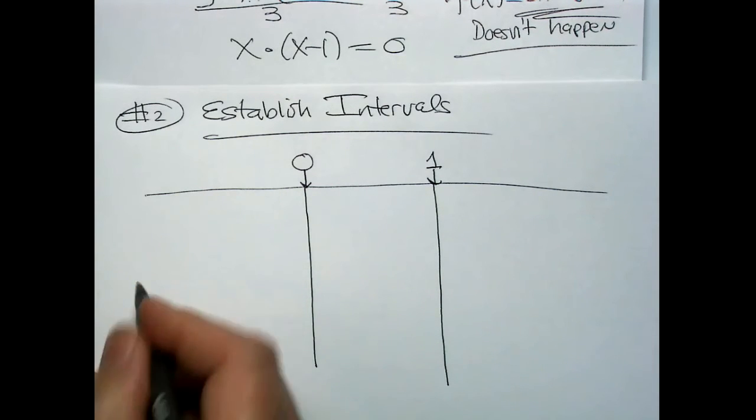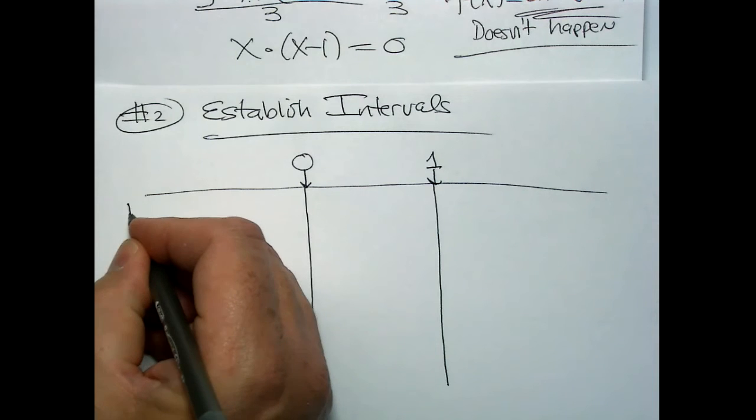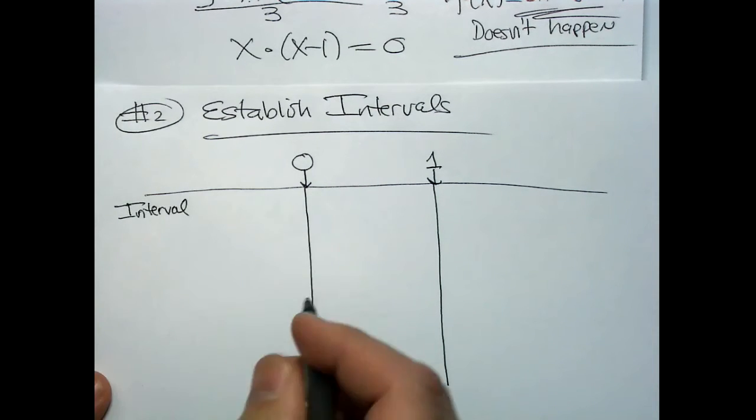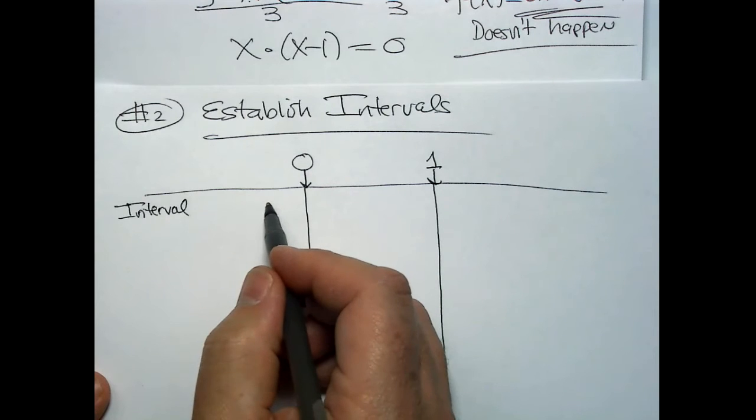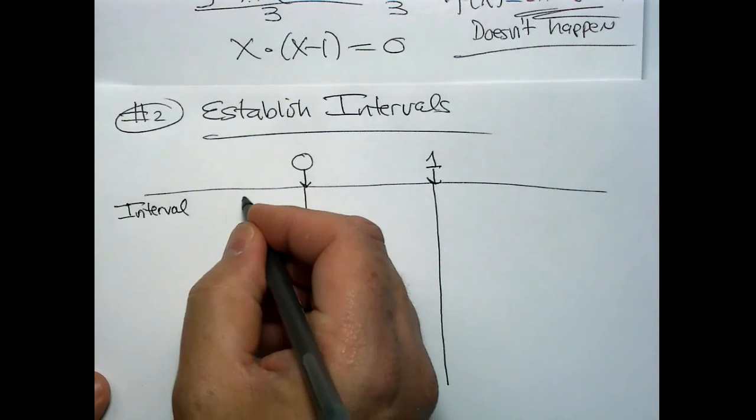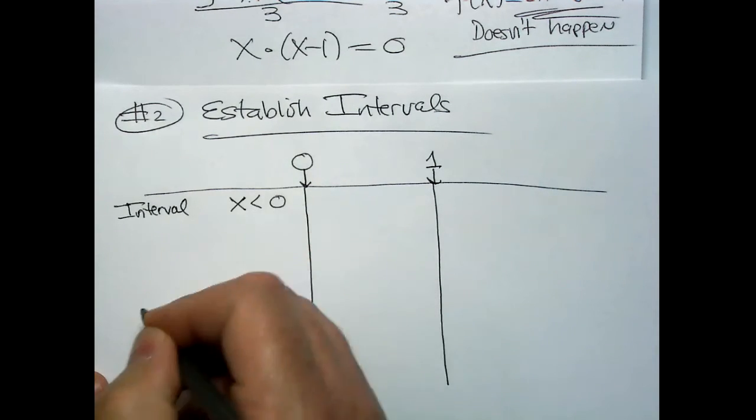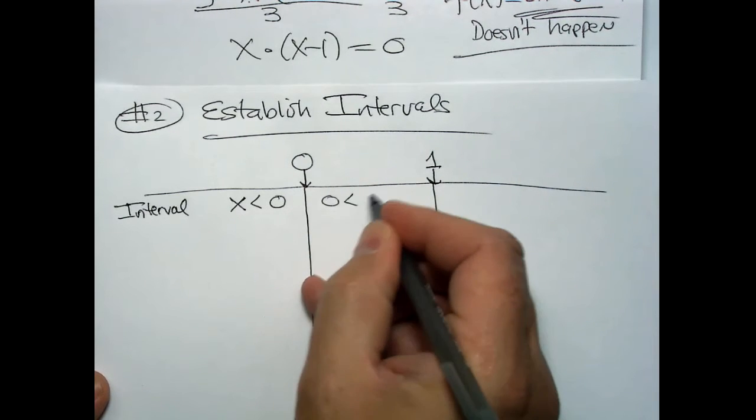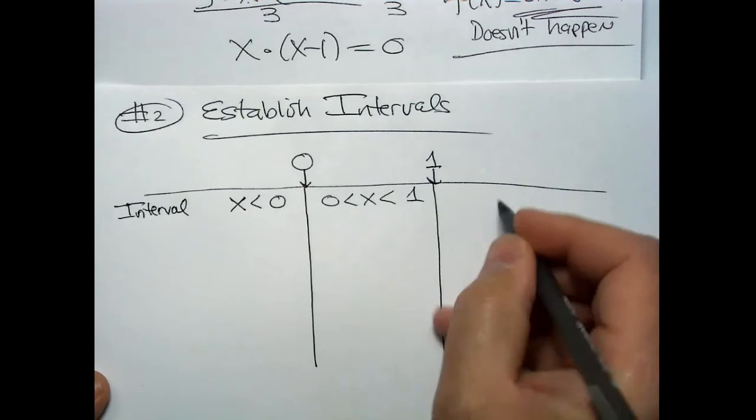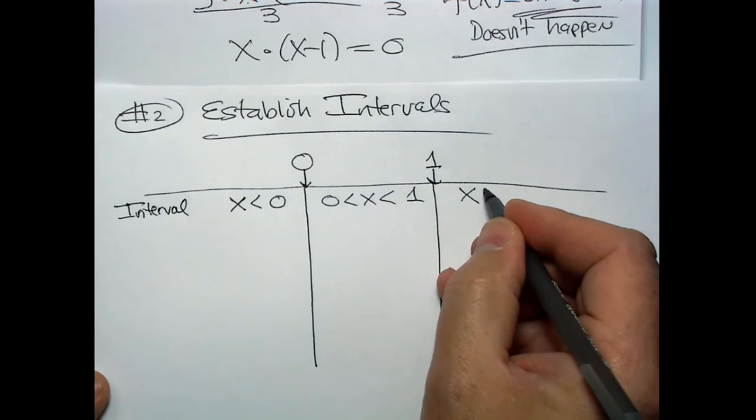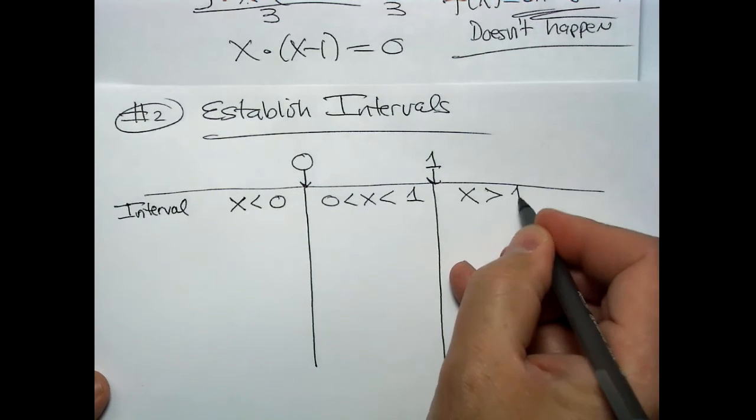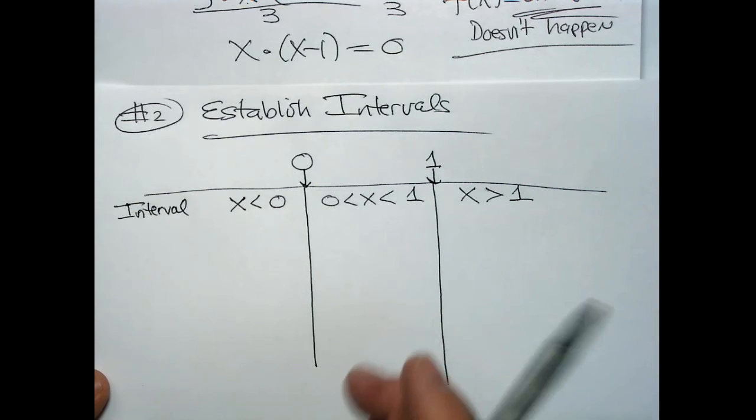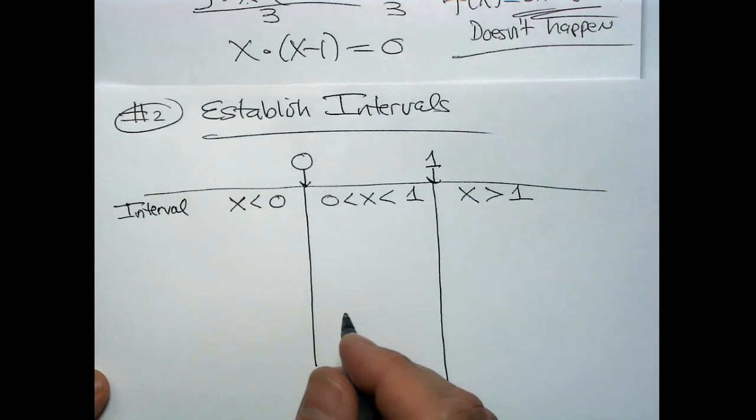So the first thing we're going to do is establish that there really are 3 intervals. The first interval is right here, all the x's that are less than 0. The next interval is right here, all the x's between 0 and 1. And the last interval right here, all the x's that are greater than 1. Now, there's some behaviors going on in these 3 intervals, and I'd like to investigate what they are.